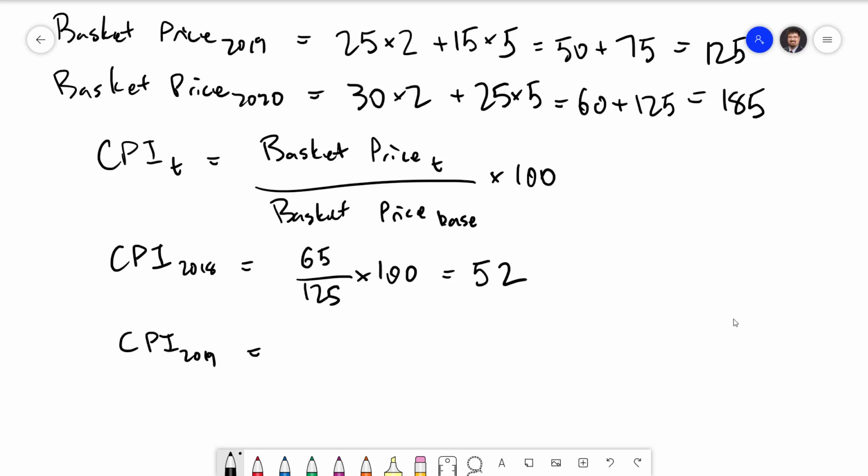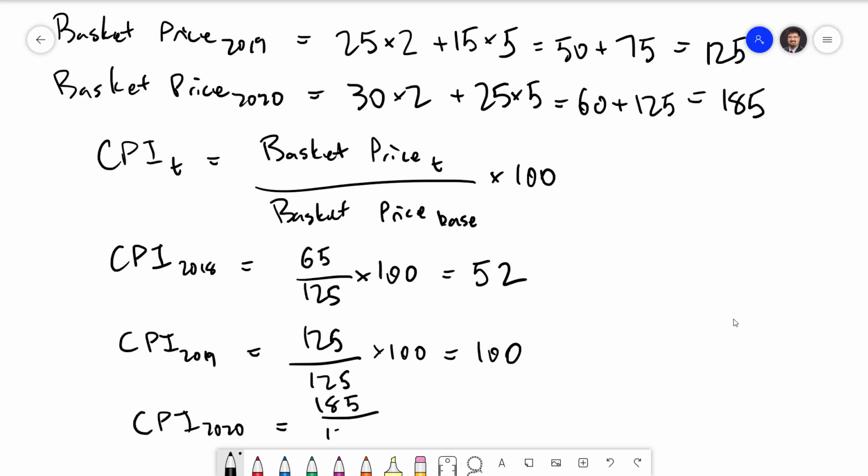For 2019, we have a basket price of 125, but since 2019 is also our base year, that's going to stay the same on the denominator. Multiply by 100, we just get 100. The CPI in the base year is always going to be 100. Finally, to calculate the CPI for 2020, we have a basket price of 185 divided by the same from the base year times 100, and this is going to give us 148. Here we can see the CPI is going up over time, meaning that the price level and also the cost of living are going up over time.